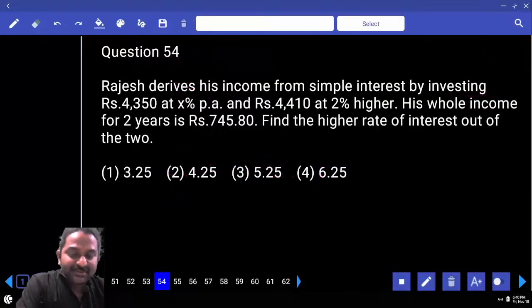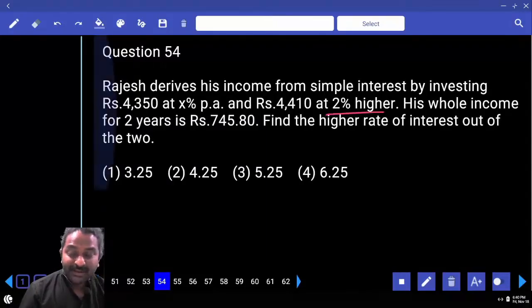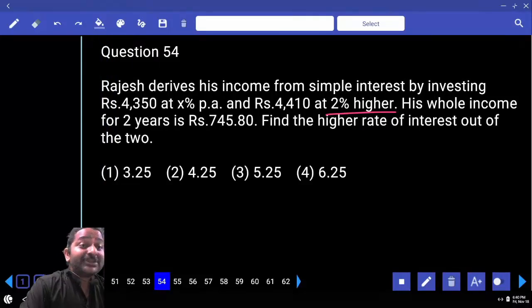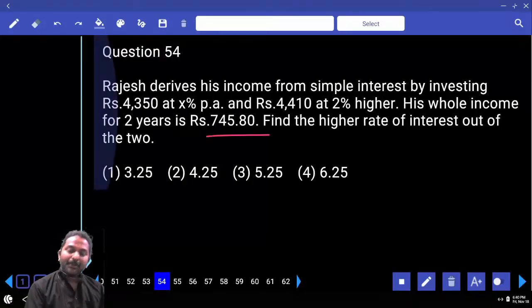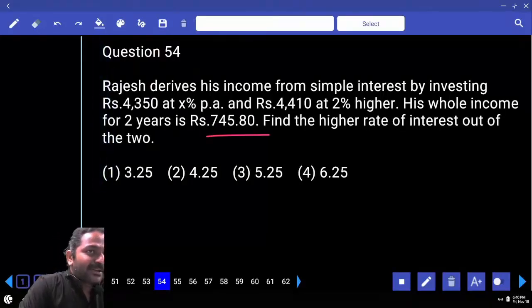Next. Rajesh derives his income from simple interest by investing 4350 at X% per annum. 4410 at 2% higher rate. Meaning X plus 2%. His whole income for 2 years is 745.80. Find the highest rate of interest out of these two. That means were you asked to calculate x or x plus 2? X plus 2, correct?